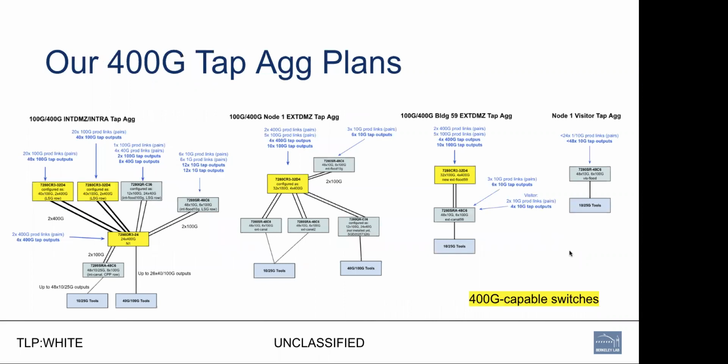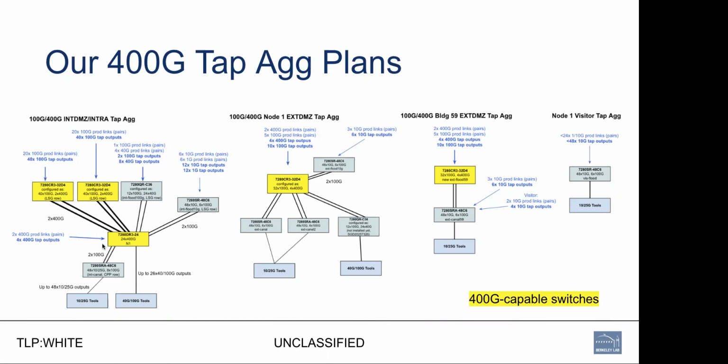As far as how that will change our tap aggregation infrastructure, we're planning to install the CR3 model switches in the aggregation role, so we can land lots of 100 gig links on it and then use their 400 gig ports as our inter switch connections, basically to output to the output layer switches.